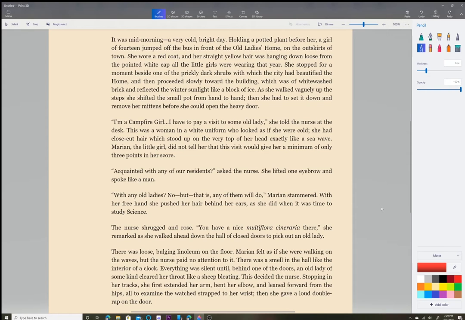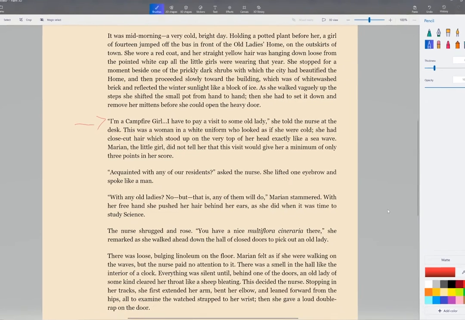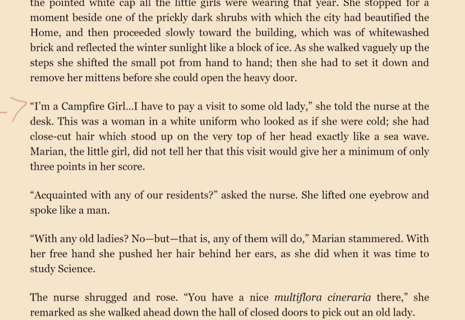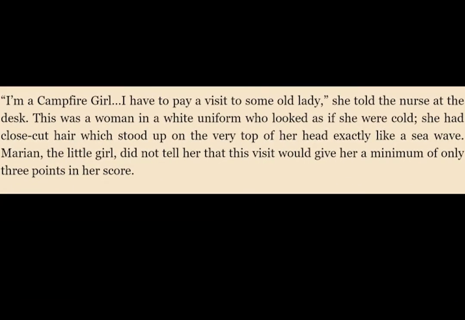So if we take a look right here at the second paragraph, right where we start out, we'll notice that there are already some choice words that let us know how the main character in the story feels about the situation they're in. If we look at that first line, "I'm a campfire girl. I have to pay a visit to some old lady." The choice words here are "have to" and "some old lady." Now, the author could have picked any words here.